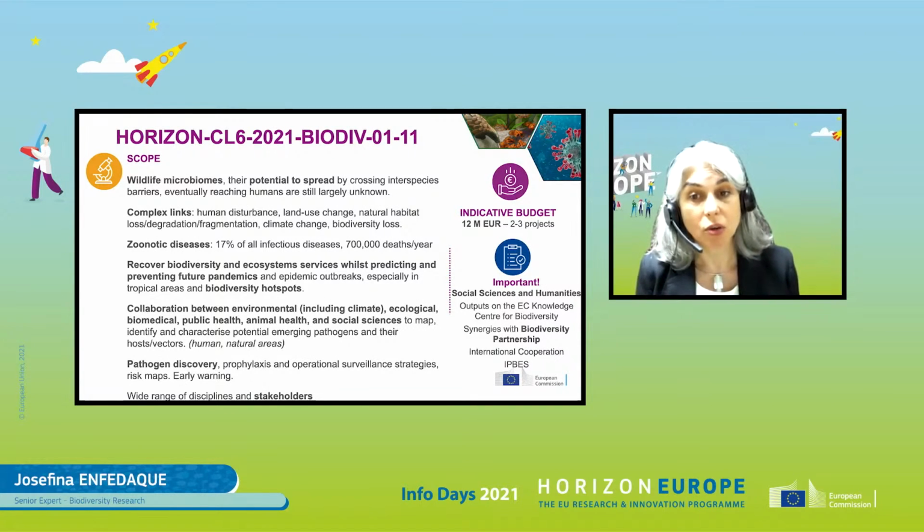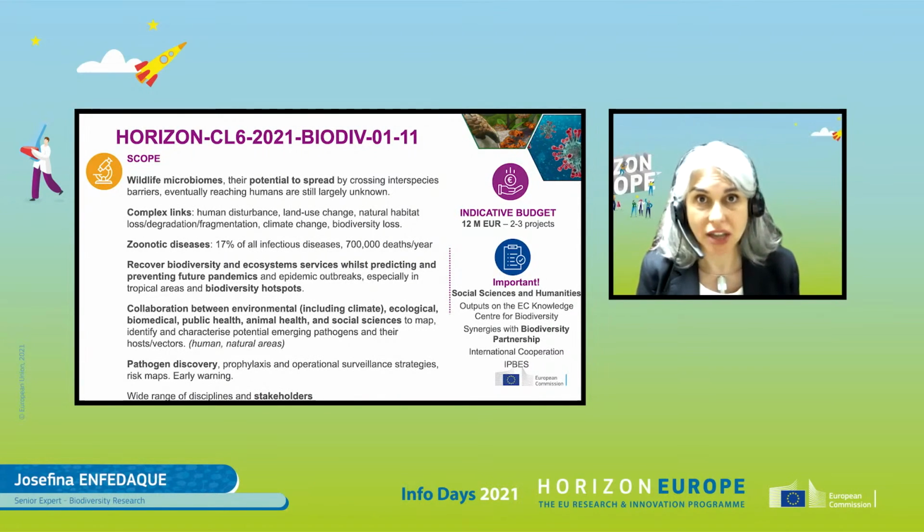Collaboration between environmental, ecological, biomedical, public health, animal health, and social sciences, including climate change, should be necessary to map, to identify, and to characterize potential emerging pathogens, the dynamics of these ecosystems, and their hosts and vectors in human changed or natural areas. They should also contribute to pathogen discovery, prophylaxis, and operational surveillance strategies, and to build risk maps. Also to early warning.